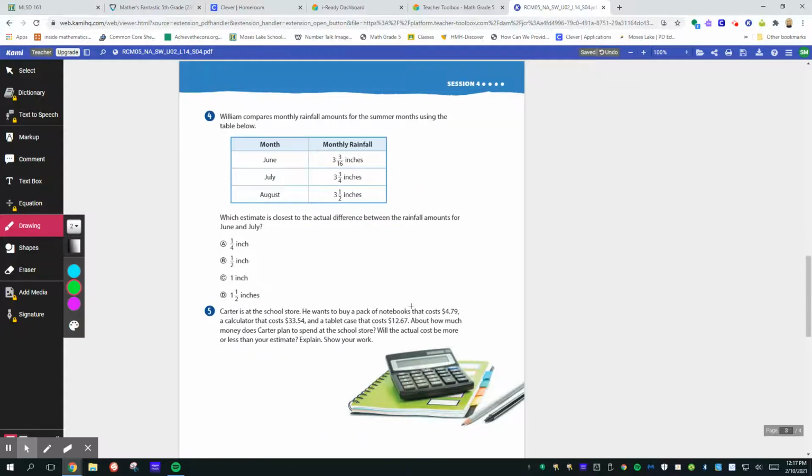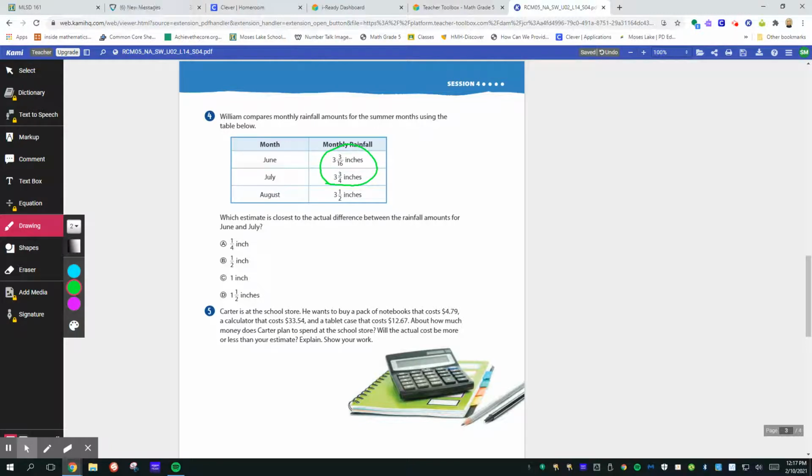Number 4. William compares monthly rainfall amounts for the summer months using the table below. Which estimate is closest to the actual difference between the rainfall amounts for June and July? So right now we're just using June and July.